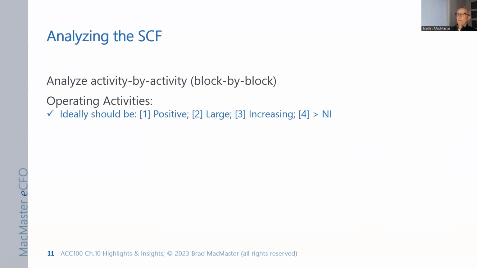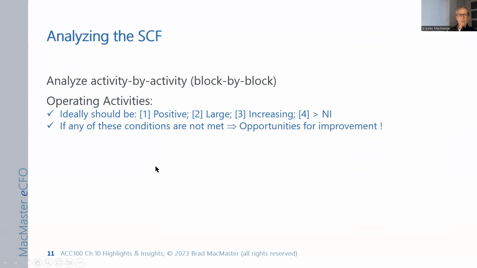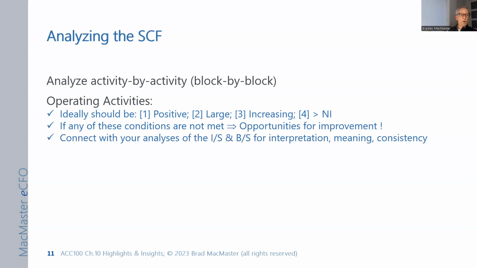So cash flow from operating activities should generally be greater than net income. If you can check all of these conditions, then things should be good in that block. But if one of these conditions is not met, then there may be opportunities here for improvement, in which case you want to connect the observations with your analysis of the income statement and the balance sheet for the interpretation, meaning and consistency related to the cash flows.